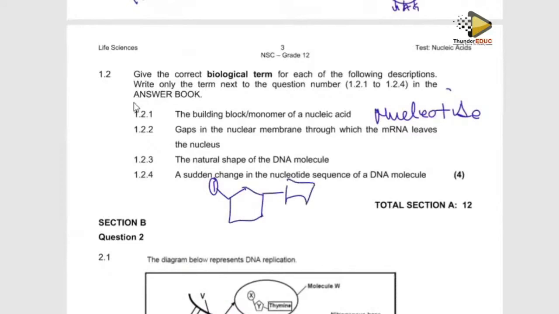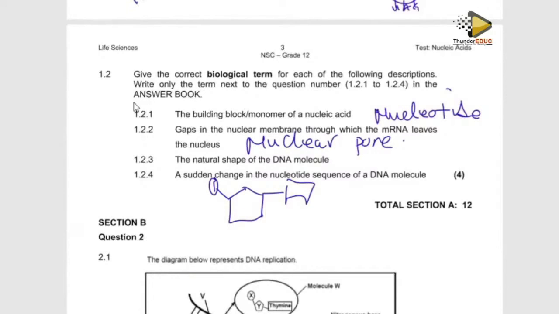Then the gap in the nuclear membrane through which the messenger RNA leaves the nucleus. The gap, the hole, becomes the nuclear pore. So don't forget about that. That's where messenger RNA moves out of the nucleus and then goes to the ribosome in the cytoplasm.